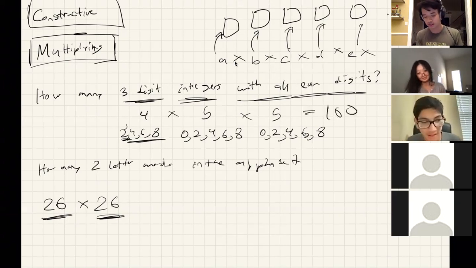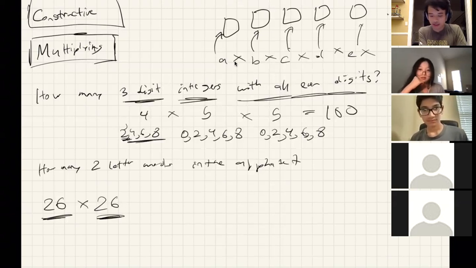100 three-digit integers with all even digits. And as you can see, it's much easier than just listing all the three-digit integers out and just counting all the ones with all even digits, like a very stupid person would do.